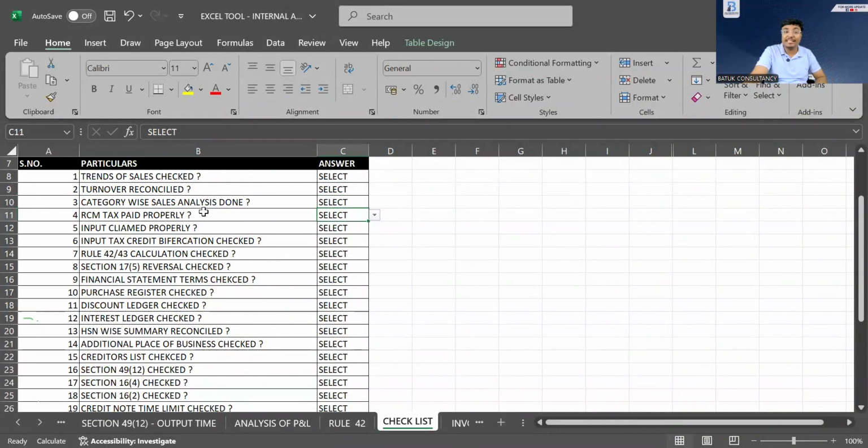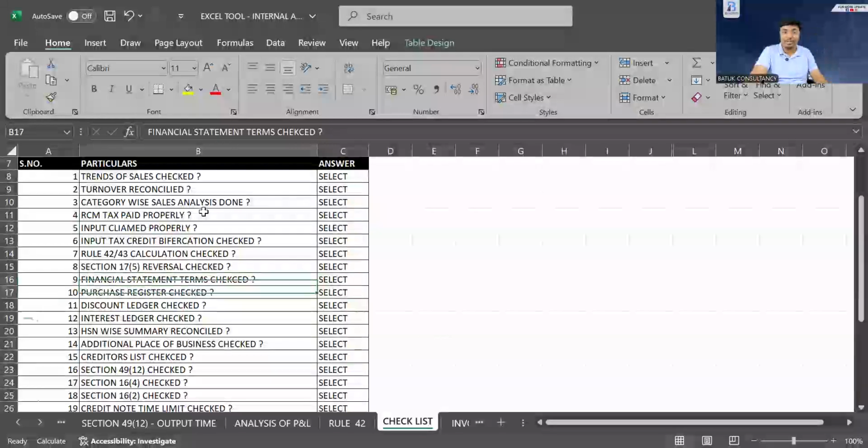Rate wise, category wise, RCM tax paid properly, input claimed properly or not, input bifurcation checked, Rule 42 calculation, 17.5 financial statement terms has been checked or not. That also we have done.